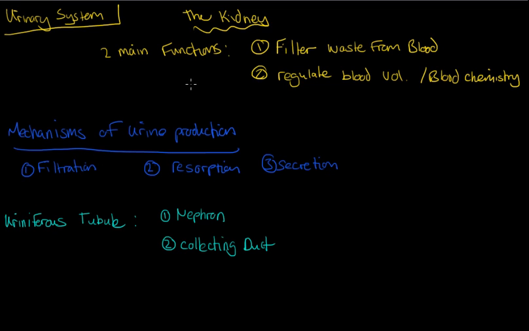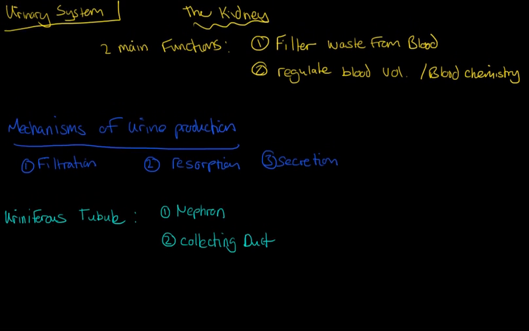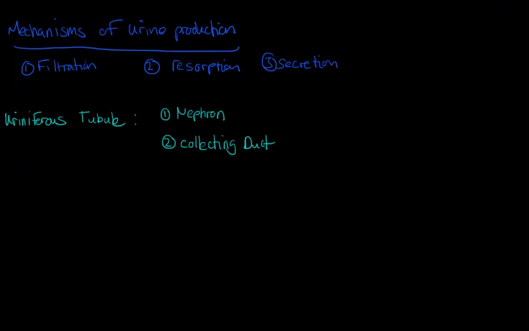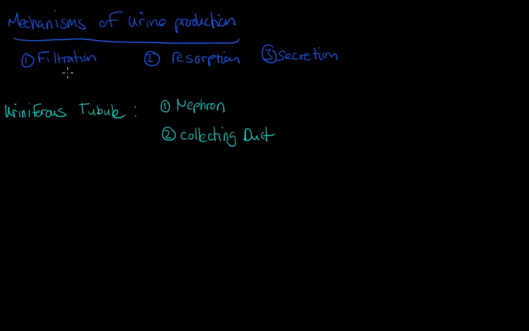And the way the kidney does this is by filtering the waste from the blood, that is by urine production, and that's how it excretes the waste. So the mechanisms of urine production that the kidney uses are going to be filtration, which happens in the glomerular capillaries, which we're not going to focus on today. But that's where it pushes out water from the blood and other ions and such into the kidney.